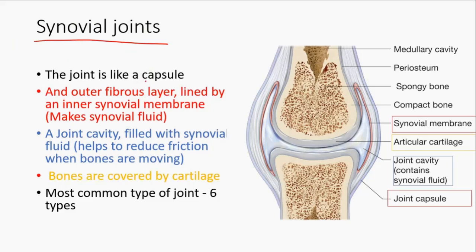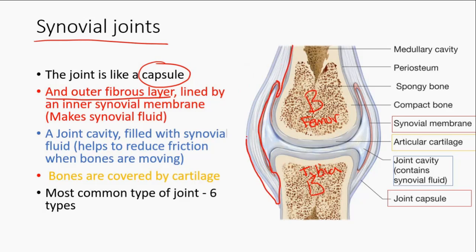So this is an introduction to a synovial joint. When you think of synovial joints, you should think of a capsule. So here you have one bone and another bone, okay? Maybe you could say that this is your femur and this is your tibia, just as an example. The synovial joint has an outer fibrous layer, okay? It's the capsule, the covering of the joint, okay? This is the outer fibrous layer here.